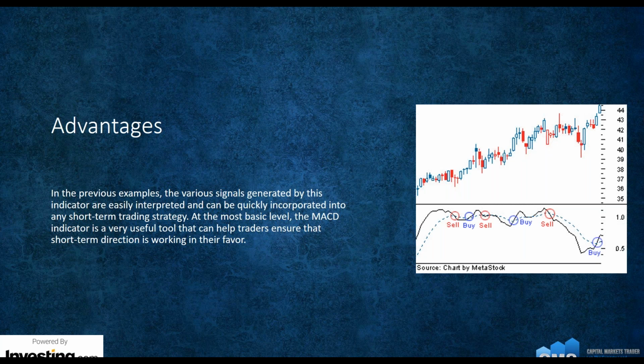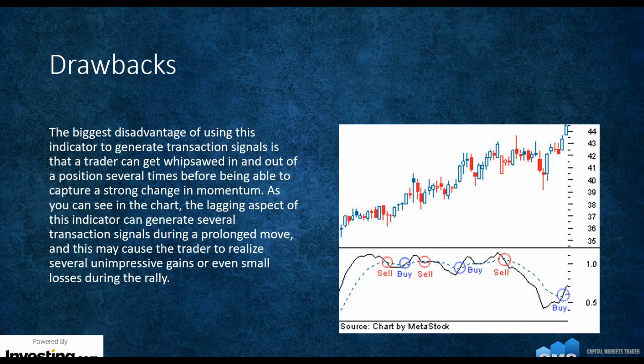As I mentioned earlier, the biggest disadvantage of using the indicator to generate transactions is that the trader can be whipsawed in and out of positions several times before being able to capture a strong change in momentum. As you see in this chart, the lagging aspect of this indicator can generate several transaction signals during a prolonged move, and this can cause a trader to realize several unimpressive gains or even small losses during a rally. This is why you should be using at least volume and support and resistance levels to confirm the signal and whether you can actually trade it.